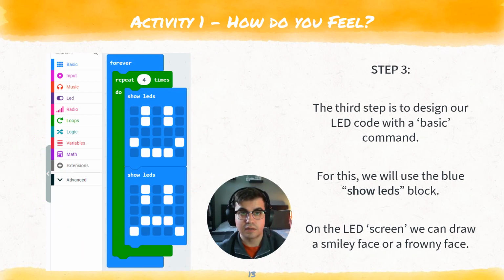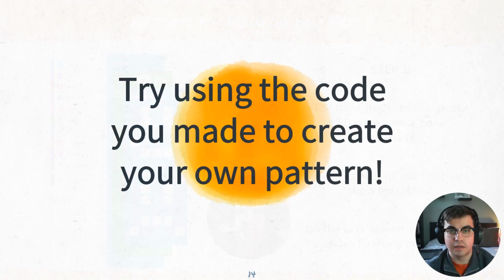Step 3. Our third step is to design our LED code with a basic command. For this, we will use the blue Show LED block. On the LED screen, we can draw a smiley face or a frowny face. Try using the code you made to create your own pattern.